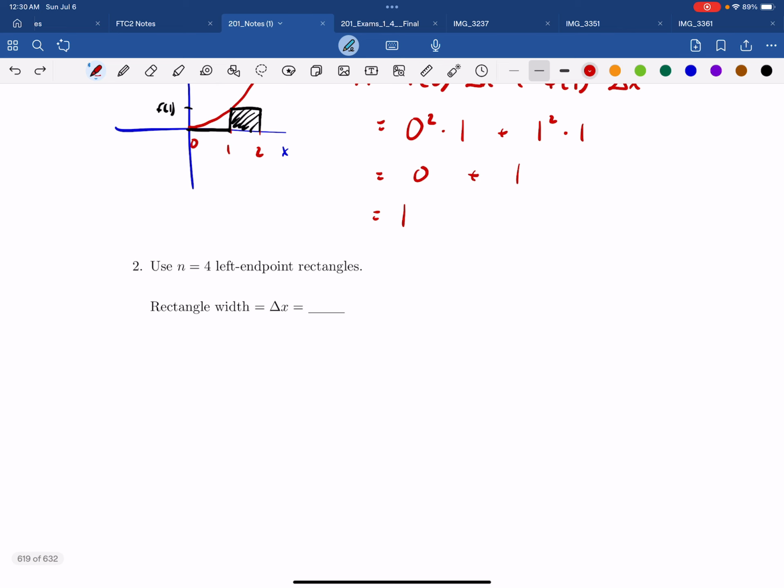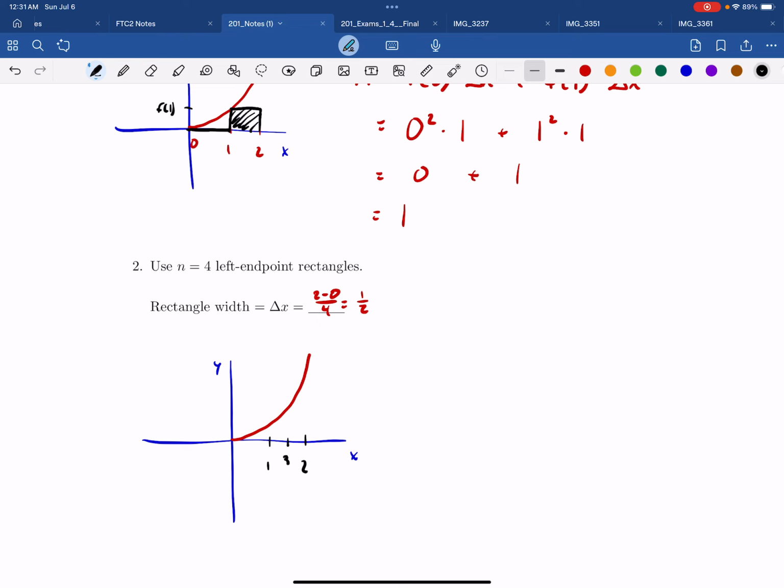Well, again, we take a look at our rectangle width. This time it's going to be (2 minus 0) over 4, which equals 1/2. So a little bit finer, thinner rectangles. Okay, I'll try to draw the same sort of curve, just a little more detailed here. We're going to have 2, 1, and I guess that's 3/2, and this is 1/2. And again, we're using left-hand endpoint rectangles. I guess we also have 0 right here.